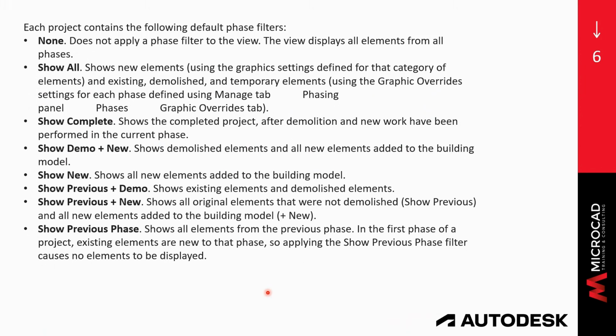Previous and demo will show the existing elements and the demolished elements. The previous and new is going to show all the original elements that were not demolished and all the new elements that have been added to the building model. And the previous phase is going to show all the elements from the previous phase. I know this tends to be a little bit overwhelming and confusing, and that is why I'm going to go into the software and show you exactly how that gets handled in the software itself.